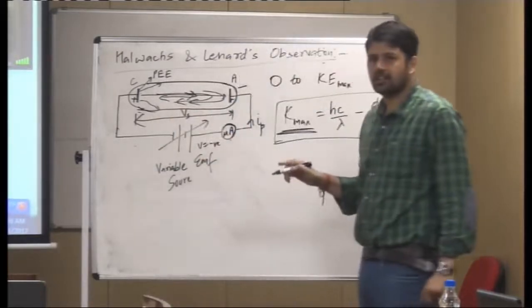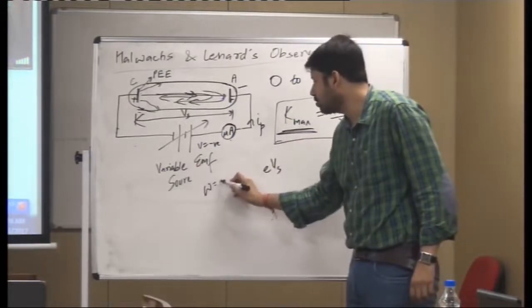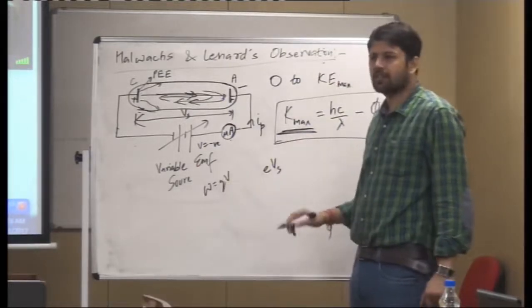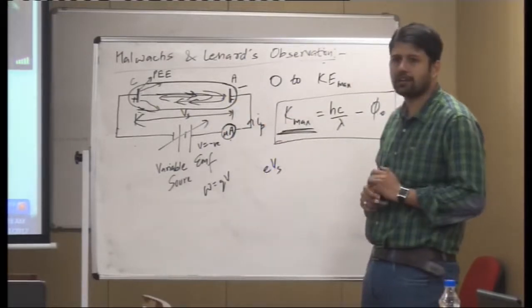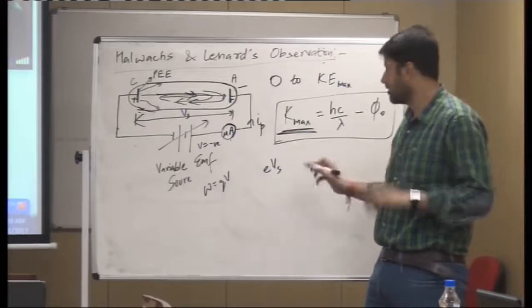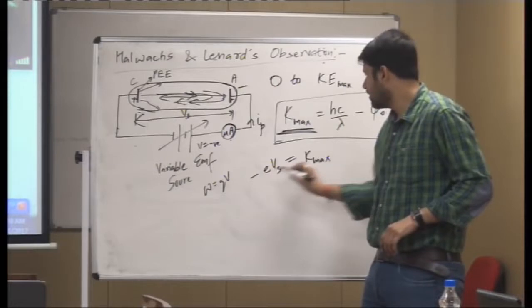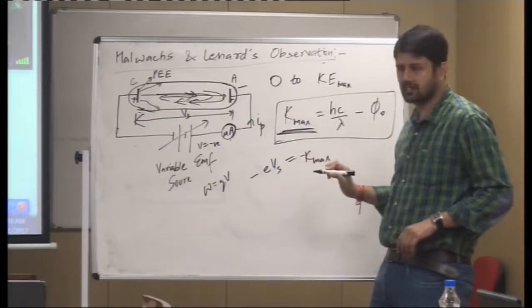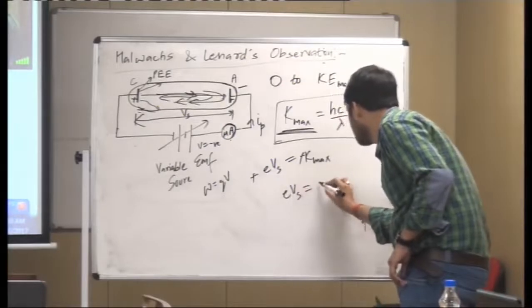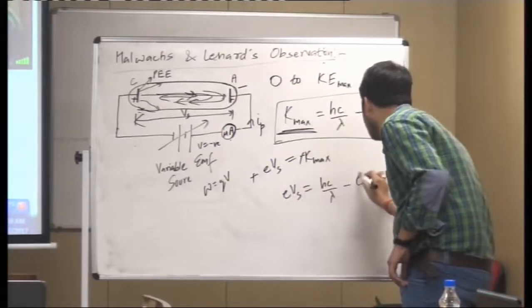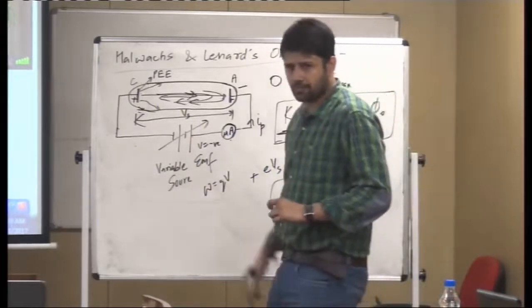The work done on the electron would be eVs. You remember the work done was QV. So the work done in stopping the electron is eVs. And by the work energy principle, work done is equal to change in kinetic energy, right? Work done is negative, and so is the change in kinetic energy. So instead of KE max, I can replace: eVs is equal to hc by lambda minus phi naught. This is another form of the photoelectric equation. Is it okay?